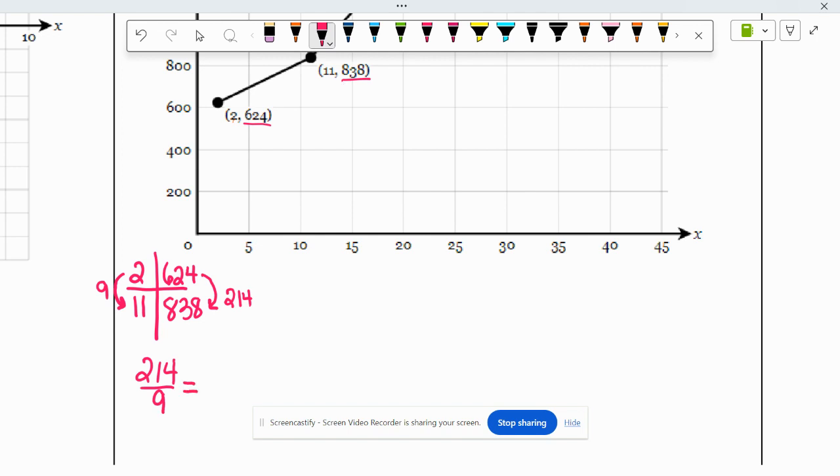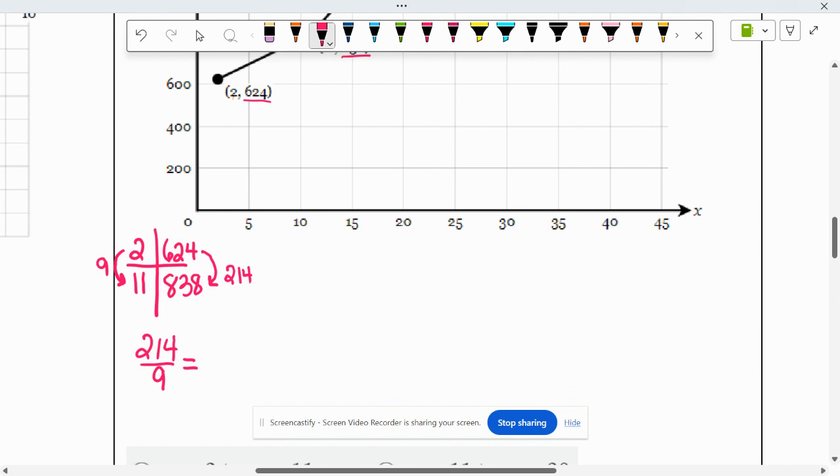Emily, 214 divided by 9. Please pick your head up. Thank you. 214 divided by 9. You're going to get a decimal, and that's fine. Can you say that again? Did you take 214 divided by 9? Yeah, I can't hear what you're saying. Just turn 23.7. Sorry, I just couldn't hear you, honey. 23.7. Okay. Let's go to the next one.